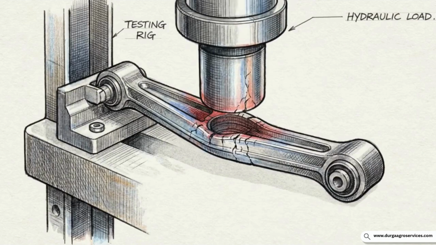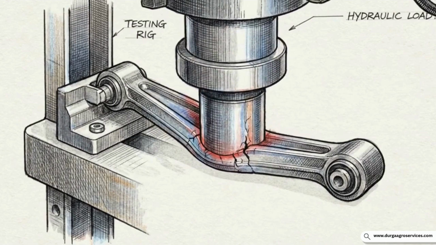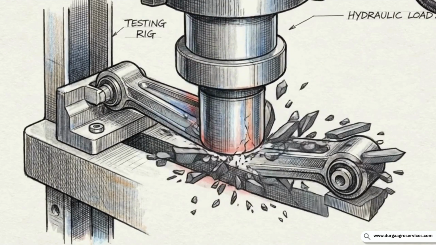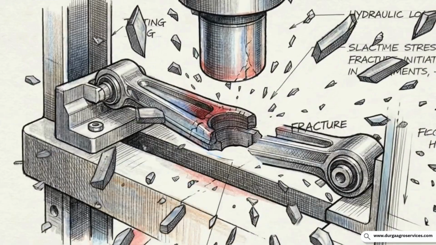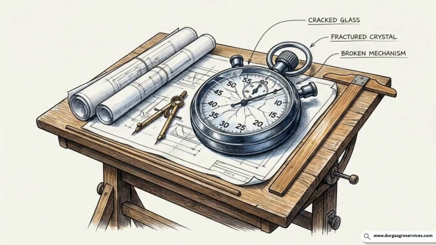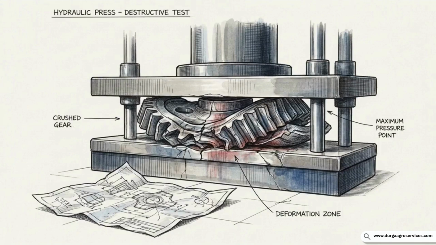Let's see what happens when physical forces exceed material limits. When a suspension arm fractures under pressure, the failure is violent, immediate, and expensive. For decades, engineering relied on a sequential loop to prevent these failures. You drafted a design, manufactured a physical prototype, and pushed it to the breaking point in a test lab. When it broke, you went back to the drawing board to redesign it.